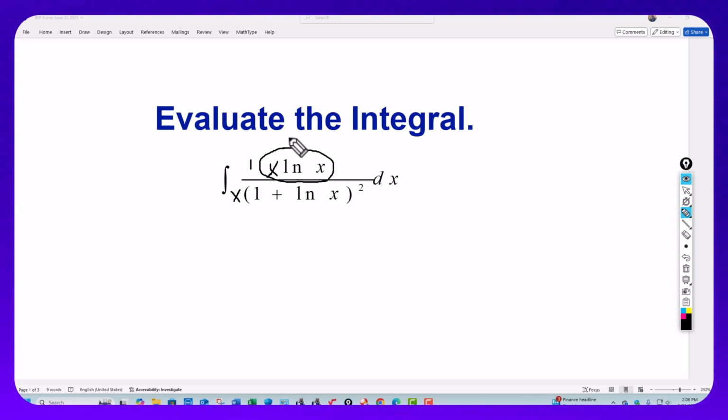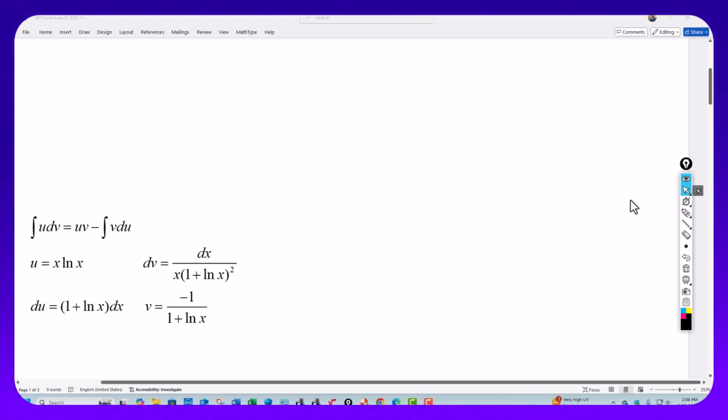So what I'm going to do is let u equal x ln of x, and 1 over x times 1 plus ln of x will be my dv. So this is what we have then. Your formula for integration by parts is the integral of u dv equals the product of u and v minus the integral of v du. So here's u equal to x ln of x, which is what I just said.